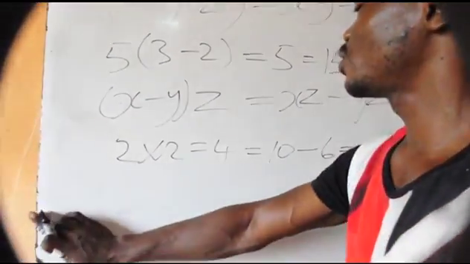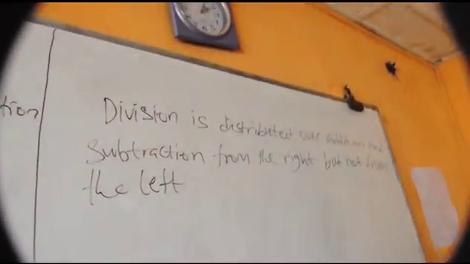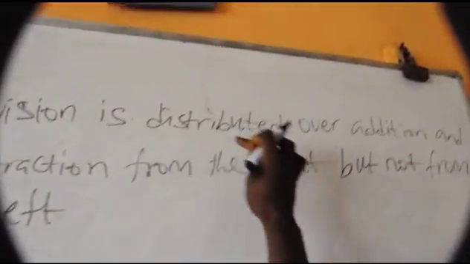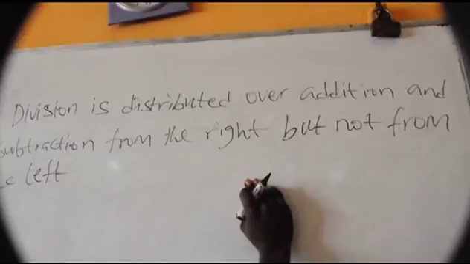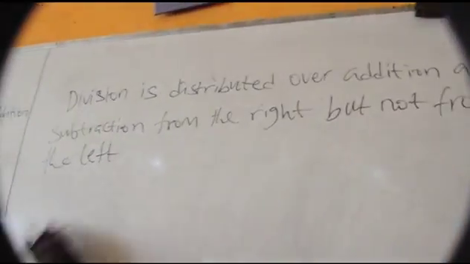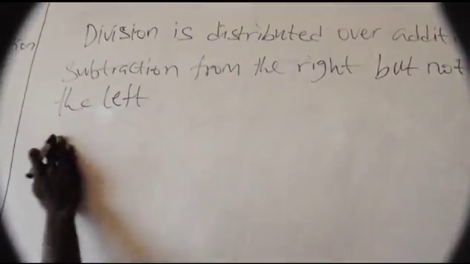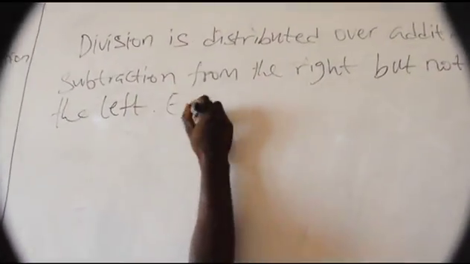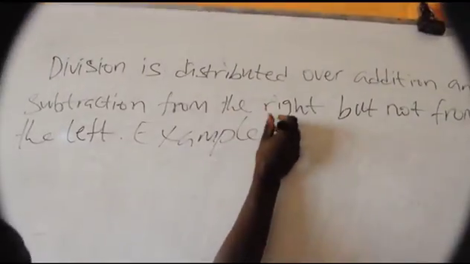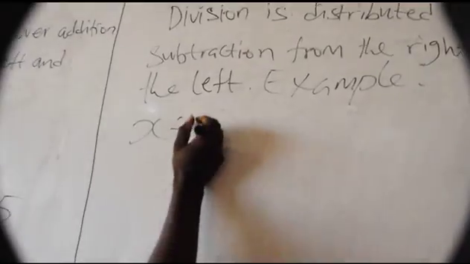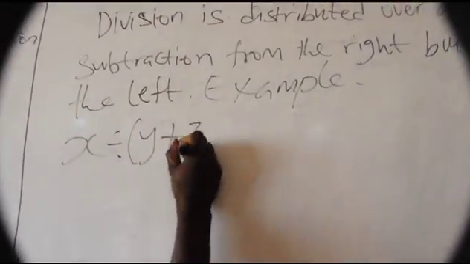So let's look at division. So we want to see whether division is distributed over addition and subtraction. But here they say that division is distributed over addition and subtraction from the right, but not from the left. So let's see now. We have, for example, x divided by (y plus z).